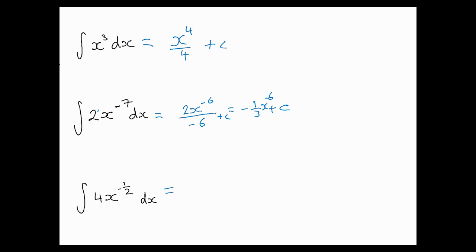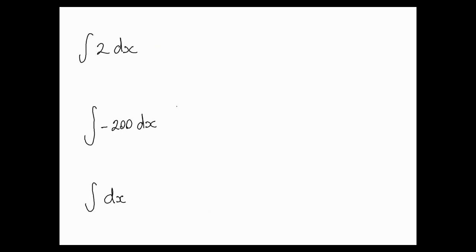Okay, next one. We add 1 to the power. So we have 4x to the minus a half. Plus 1 is a half, divide by the new power, which is a half, and then 4 divided by a half to simplify it is going to be 8, and that's x to the power of a half. Just put the plus c and the plus c. Okay, next, let's go on to some other examples.